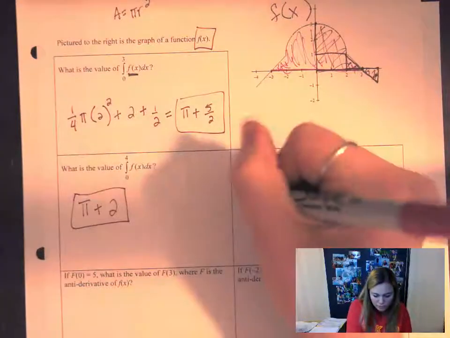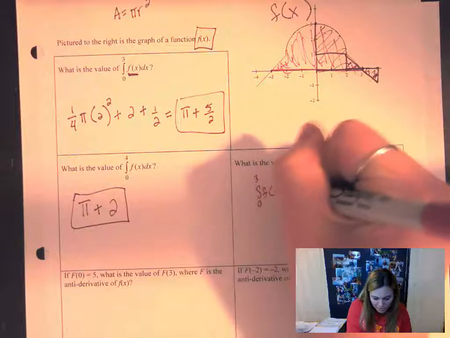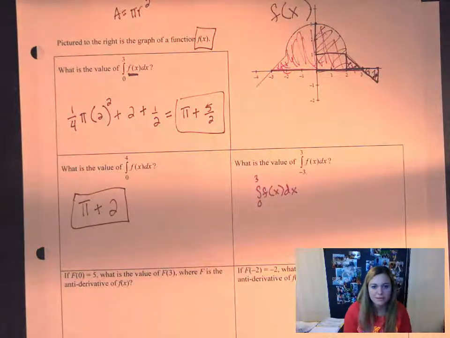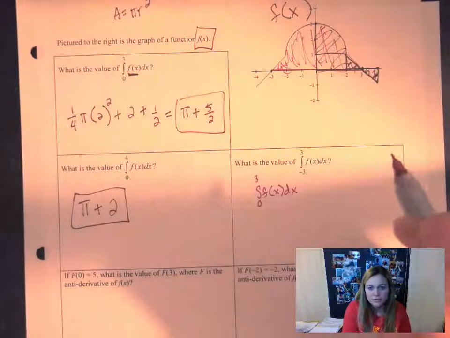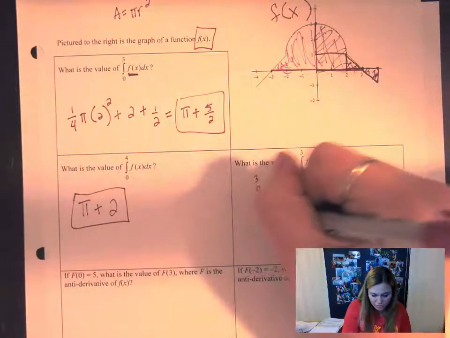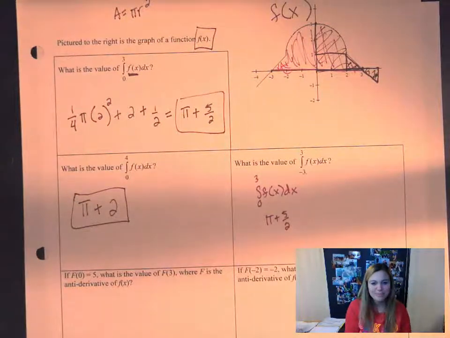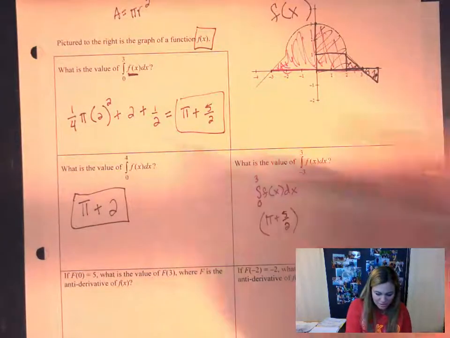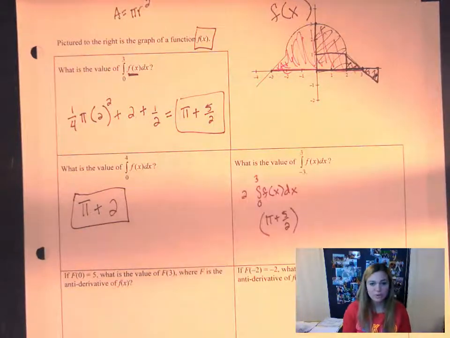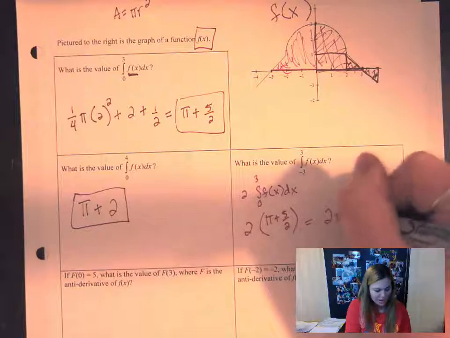Well, I knew from 0 to 3. What do we know about that? From just 0 to 3, I got pi plus 5/2. On the other side, I'm going to have the same thing, so I can double that. This is an even function, so I should get 2 pi plus 5.